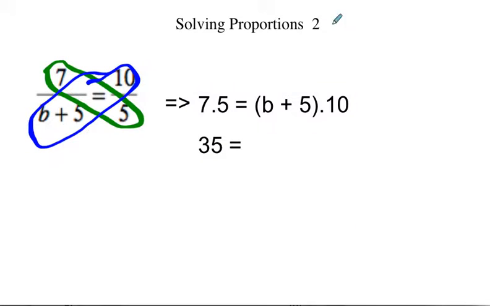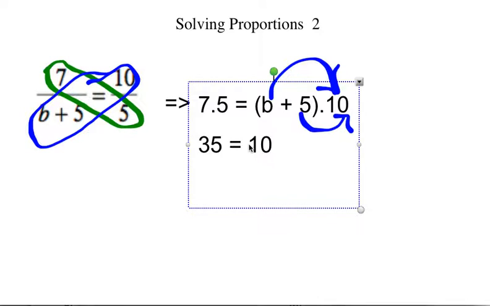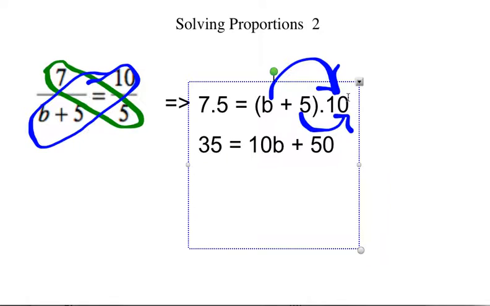We have to do the distribution law. Awesome, we practiced it in the last session. b times 10 and 5 times 10. b times 10 is 10b, plus 5 times 10. Awesome job, guys. It is 50.